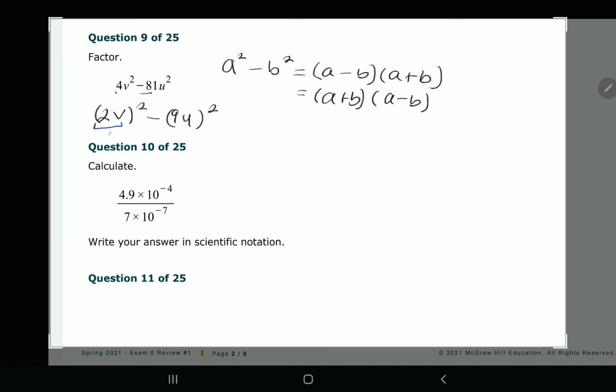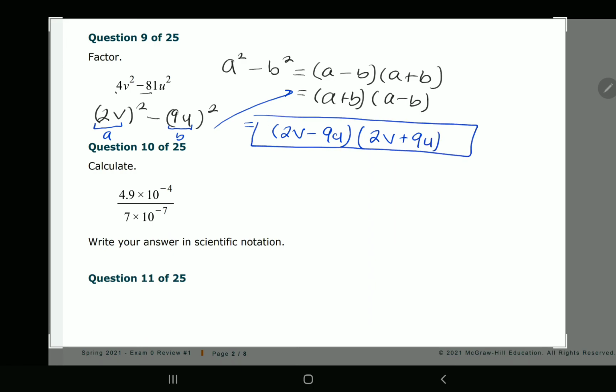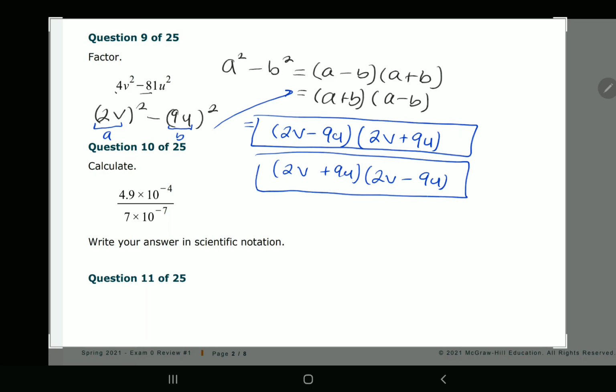We can call our 2v our a, our 9u our b, and substitute it into the format for multiplying conjugates. That's going to equal 2v minus 9u times 2v plus 9u. And that is the answer to number 9. That is how I factor 4v squared minus 81u squared. You can also write it as, if you please, 2v plus 9u times 2v minus 9u. It is up to you how you want to write it.